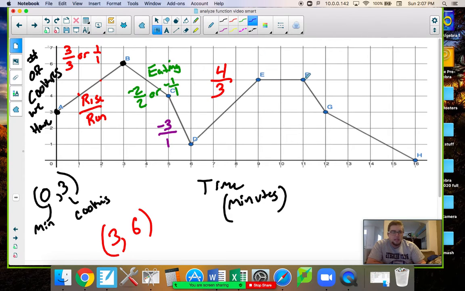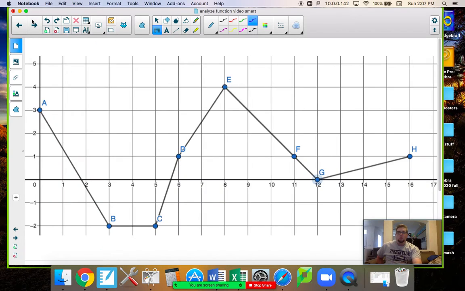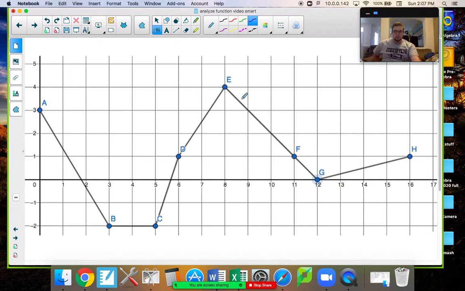But from E to F, we don't have any change in the number of cookies. We get 0 cookies over 2. That's the same as 0 over 1. That's 0 over anything because it's just 0. Then the last 2 sections, we lose cookies and we lose some more. So the whole point of these graphs is to help us understand what's going on in the story.